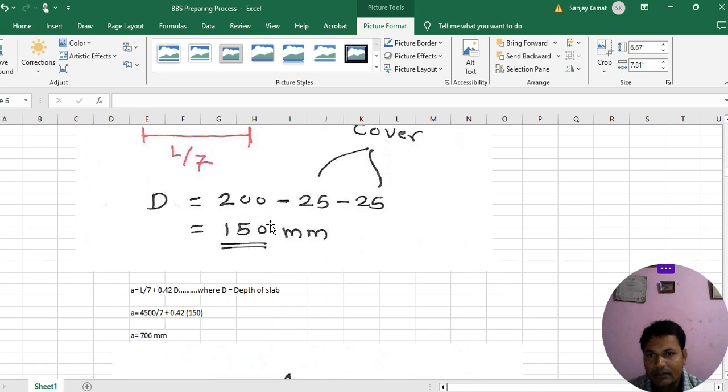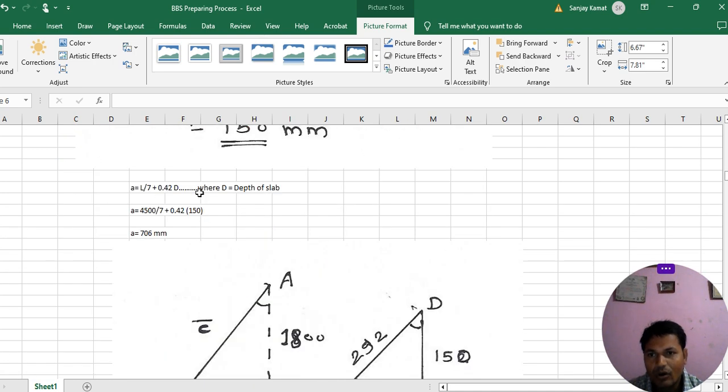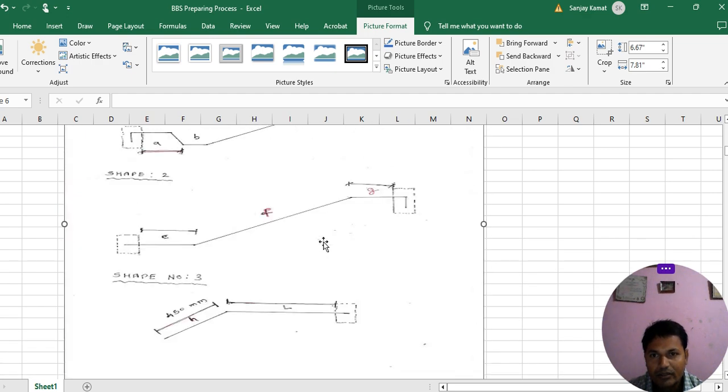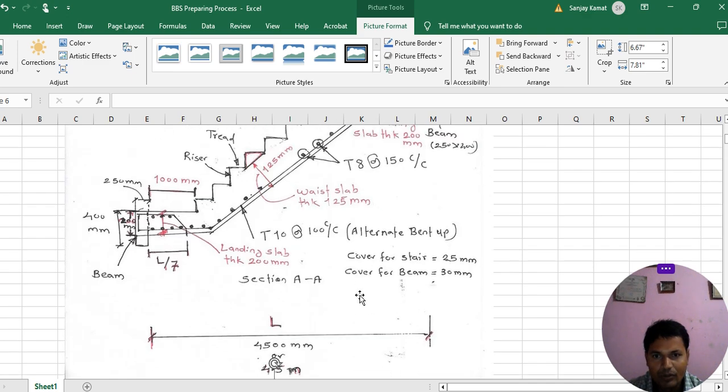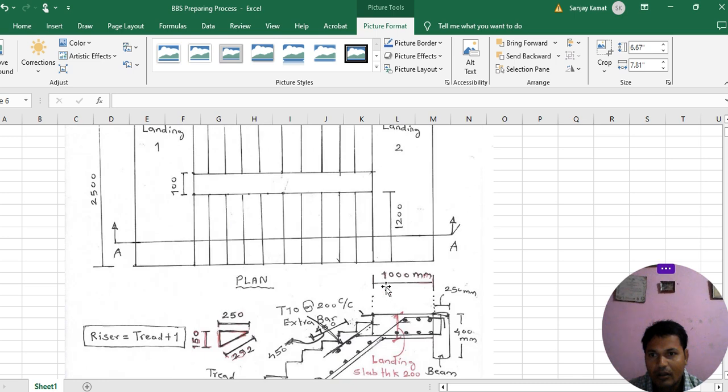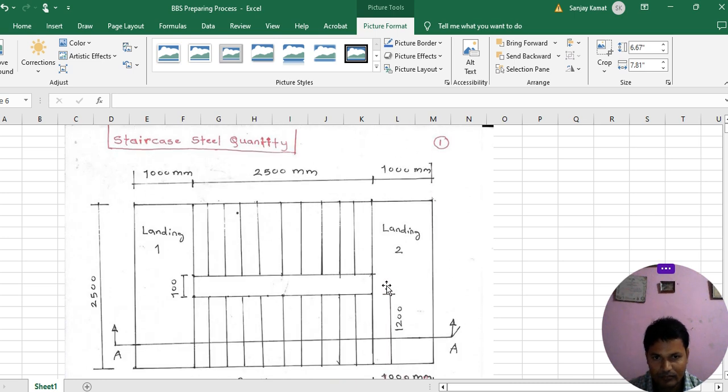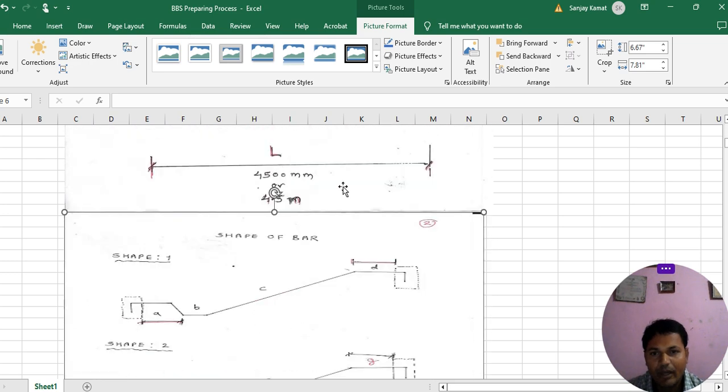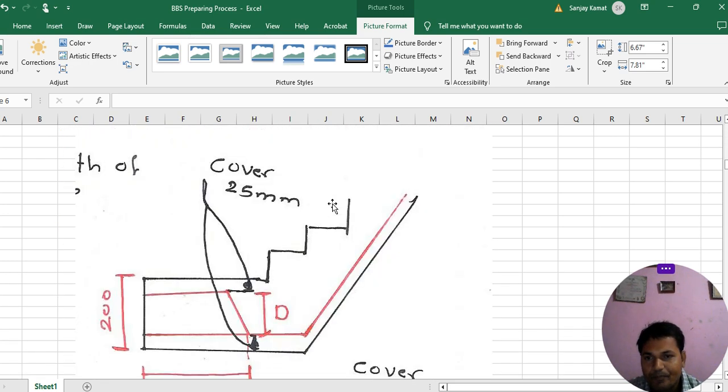So as you can see, after substituting all these values, what is our L here? Earlier I told you 4500. 1000 plus 1000, how much will it be? 2000, and 2000 plus 2500 will be 4500. So 4500 mm total we have.